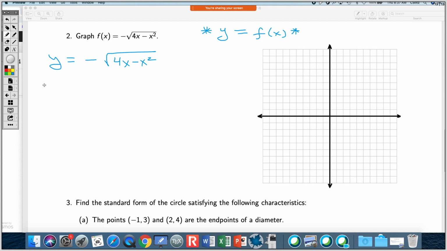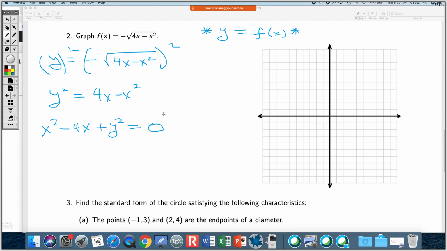And if we square both sides to get rid of the square root, y squared equals, the square is going to get rid of that negative, and the square is going to get rid of the square root. And so by golly, if we add the x squared and subtract the 4x from both sides, look what we've got. We're in the running for a circle. I've got the sum of two squares. If I could complete the square on the x, I should be ready to go.